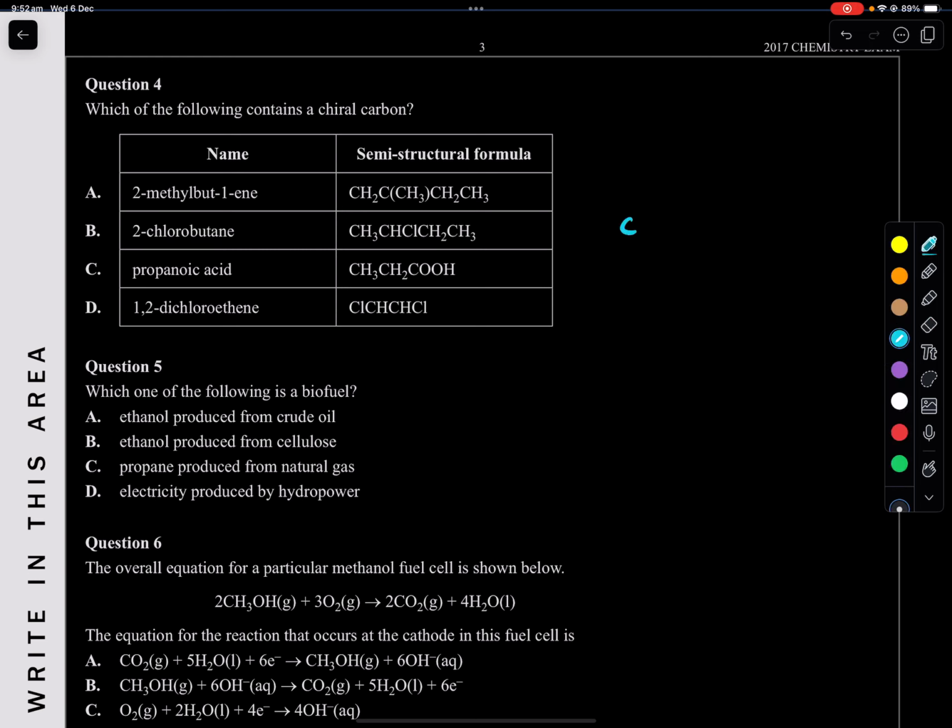So it's this CH Cl C, this. Okay, so it looks like this. So what can we see? Let's look at if there's any chiral carbon.